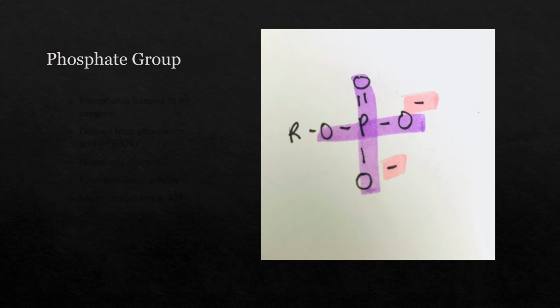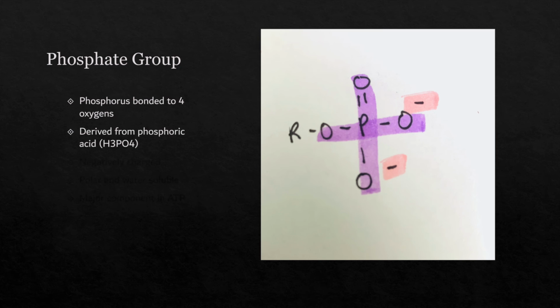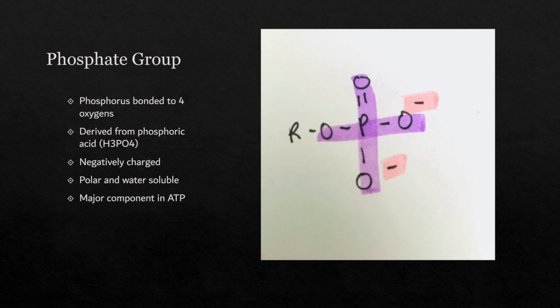The phosphate group is composed of a phosphorus bonded to 4 oxygens. It is derived from phosphoric acid, H3PO4. Therefore, compounds with phosphate groups are organic acids. They are negatively charged because it is formed from the loss of 2 protons in phosphoric acid. It is polar and water-soluble. It is a major component in ATP, which is an essential source of energy for organisms, and it drives cellular processes.